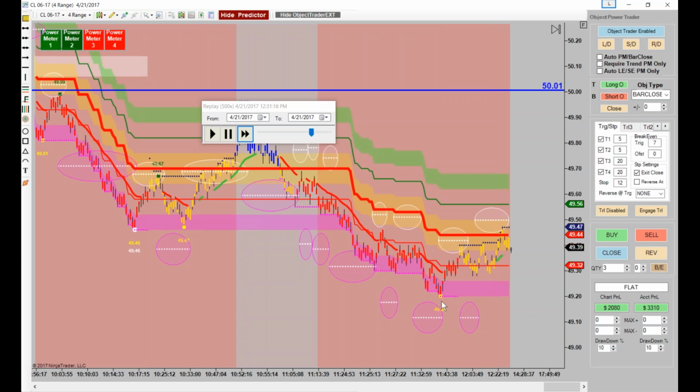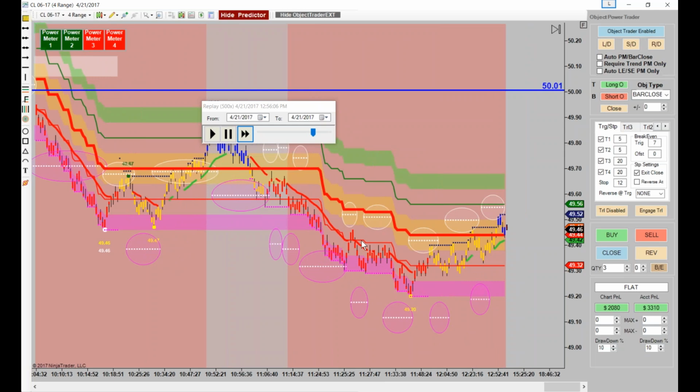Didn't take out the lows, so we probably need to go higher. This could be changing trends. We'll find out. Yep, it's changing trends. What do y'all think?